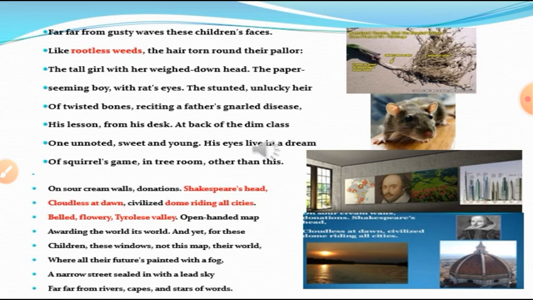On sour cream walls, donations, Shakespeare's head, cloudless at dawn, civilized dome riding all cities, bare flowery Tyrolese valley, open-ended map, awarding the world its world. And yet, for these children, these windows, not this map, their world, where all their futures painted with fog, a narrow street sealed with a lead sky, far, far from rivers, caves, and stars of words.